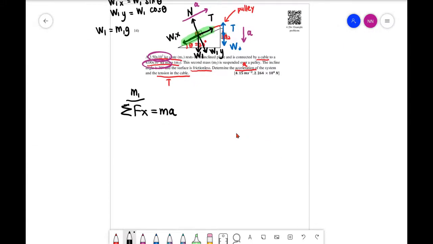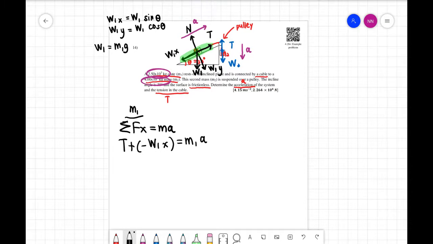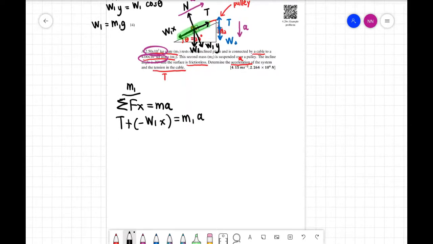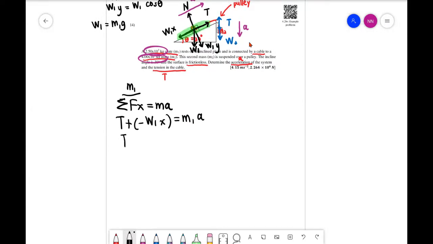Tension is in the same direction as acceleration, so tension is positive, and W1x is in the opposite direction of A, so W1x is negative. So it will be tension plus negative W1x equals M1A. W1x is W1 sine theta, and W1 is M1 times G. So it becomes T minus M1 G sine theta equals M1A.